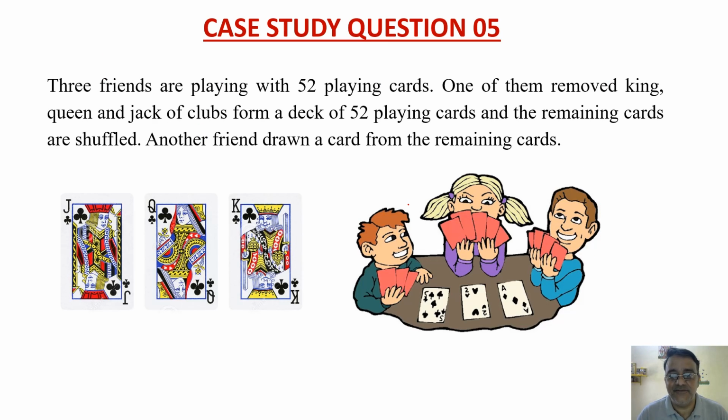3 friends are playing with 52 playing cards. One of them removed, ध्यान से देखो, one of them removed king, queen, jack of clubs from a deck of 52 playing cards and the remaining cards are shuffled. Another friend drew a card from the remaining cards, right? So how many cards left? 49. 49, very good. 3 cards we have removed, 3 club cards we have removed, okay. Club is black color and all these 3 are face cards that you have to keep in your mind, black face cards, right? So let us start with the first question.